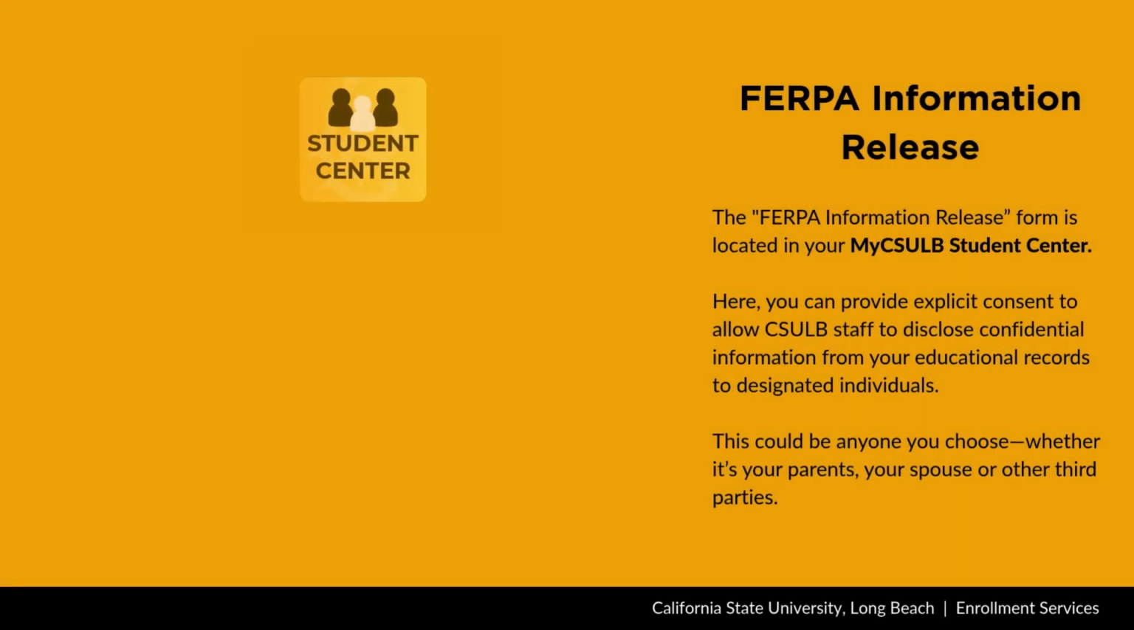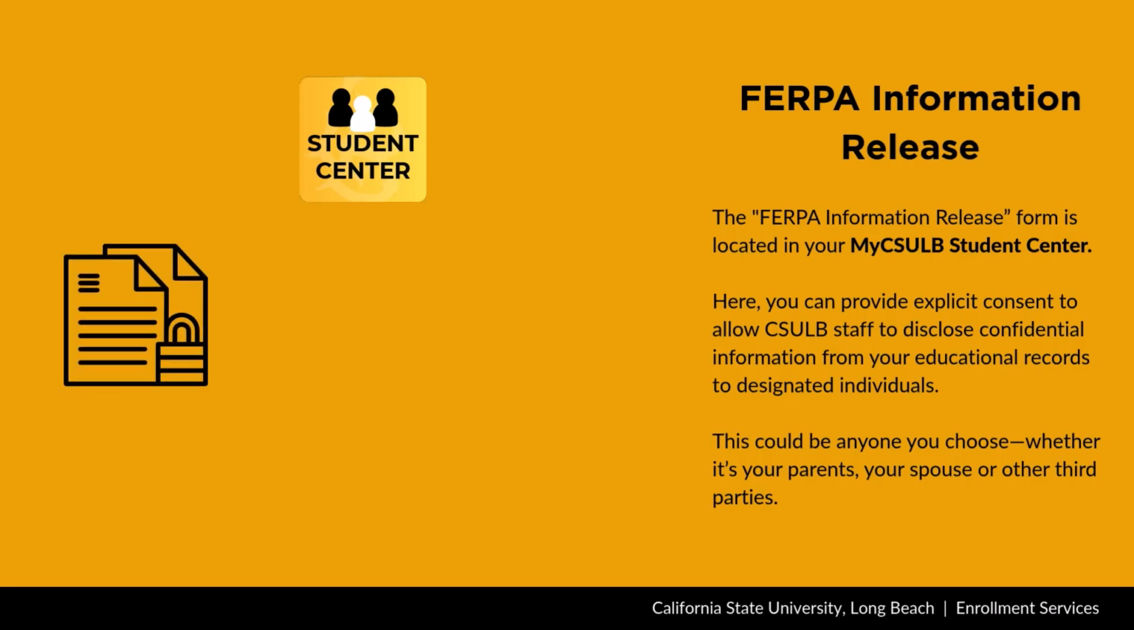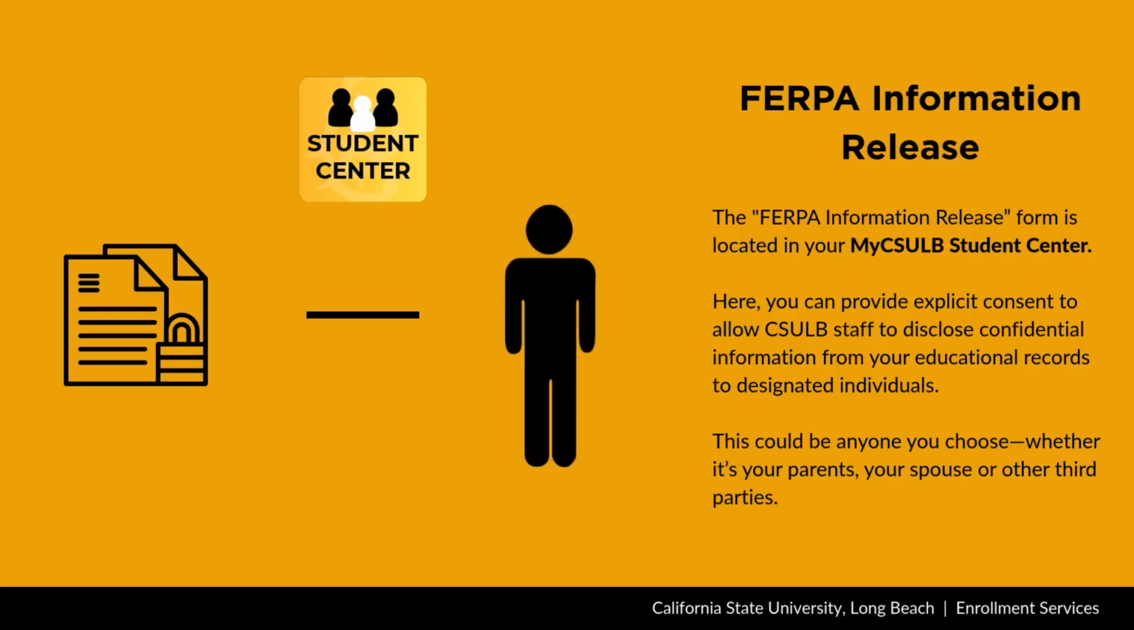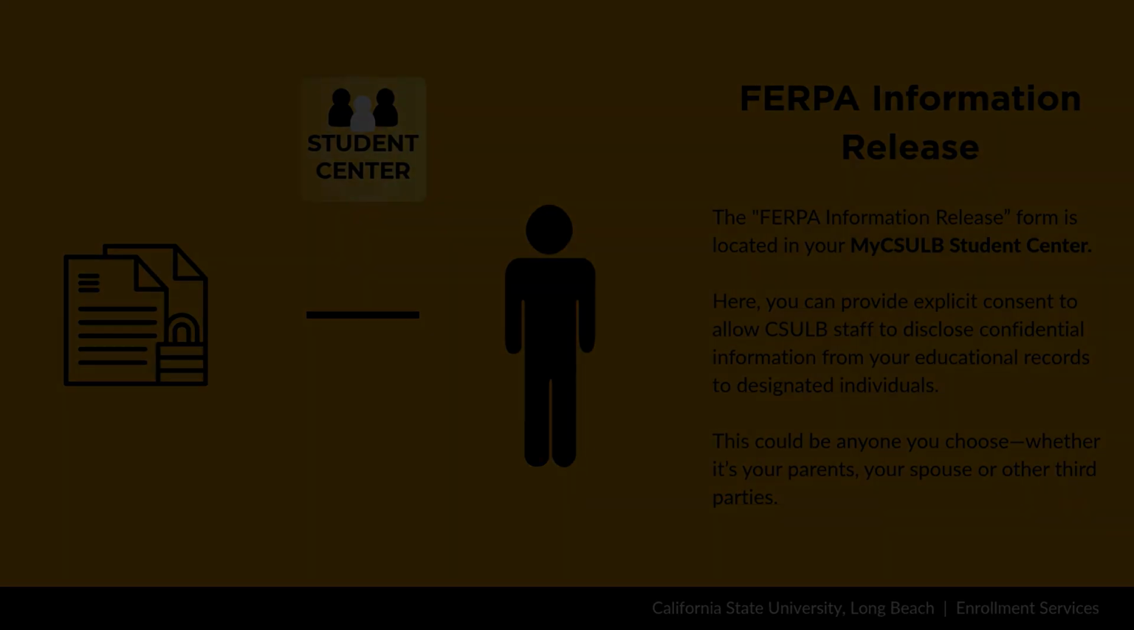The FERPA Information Release form is located in your MyCSULB Student Center. Here, you can provide explicit consent to allow Cal State Long Beach staff to disclose confidential information from your educational records to designated individuals. This could be anyone you choose, whether it's your parents, your spouse, or other third parties. All right, let's get started.